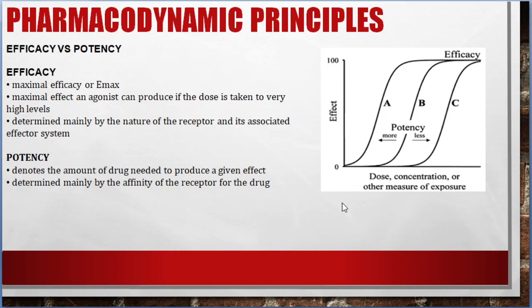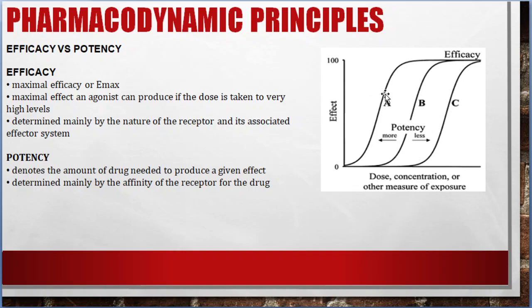Your potency is actually the amount of drug needed to produce a given effect. If we are looking for a maximum effect, sino ang pinaka-potent sa kanila? Si A, si B, or si C? What's your answer? Mas potent si letter A kasi nga it denotes the amount of drug needed to produce a given effect. So, at what dose this drug will be able to produce a certain effect.